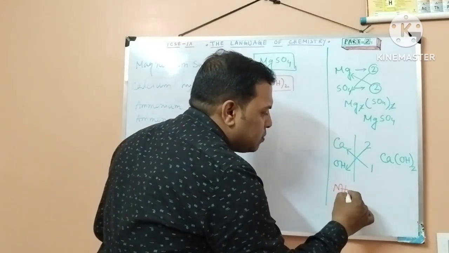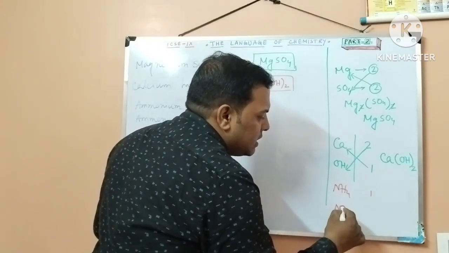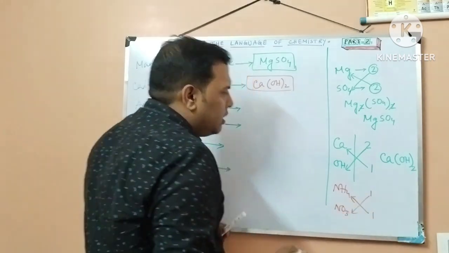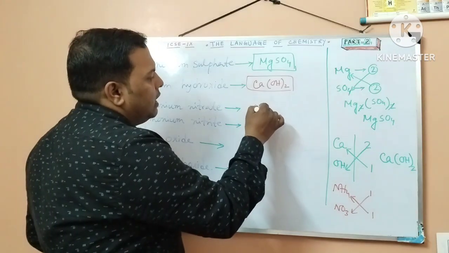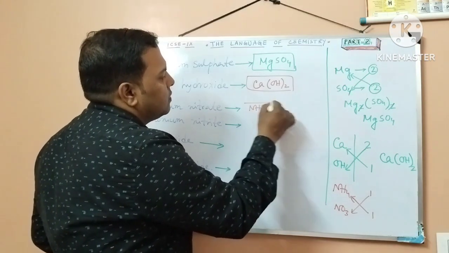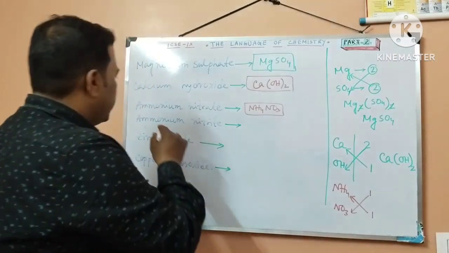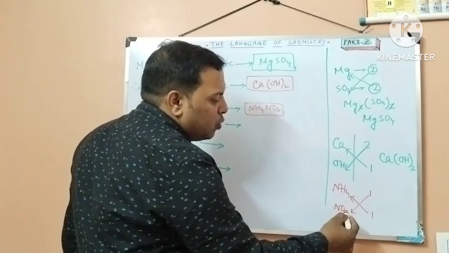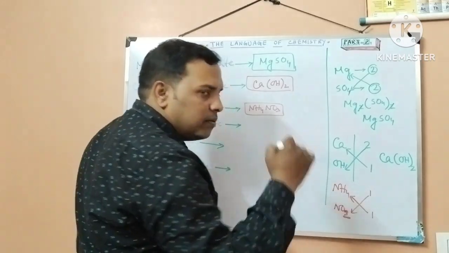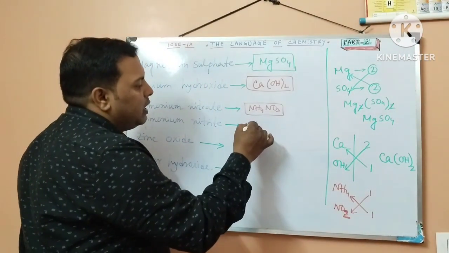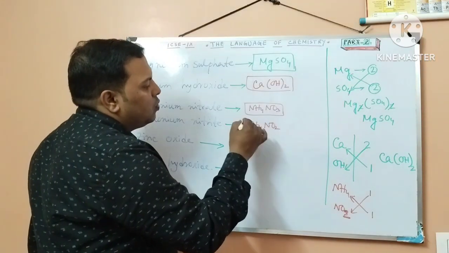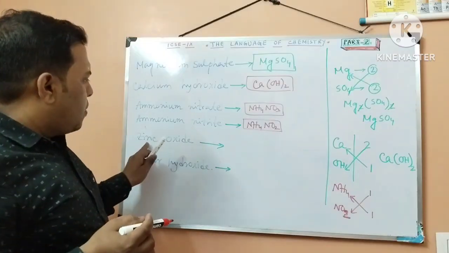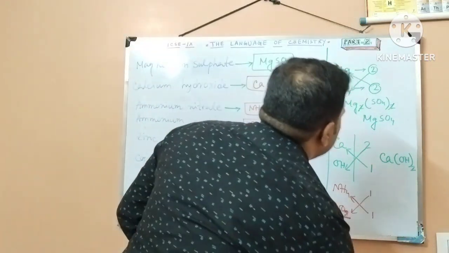Then for ammonium nitrate, how will it come? Ammonium, you know it is NH4, valency is 1, and nitrate, NO3, also 1. So again in the same way, they will cross and I will get NH4NO3. If I write ammonium nitrite, what will it be? For nitrite, I know that it is NO2 with valency 1. So just this 3 will become 2. Rest all will be the same. So it will be NH4NO2. Got it? Look at zinc oxide. How to get zinc oxide?